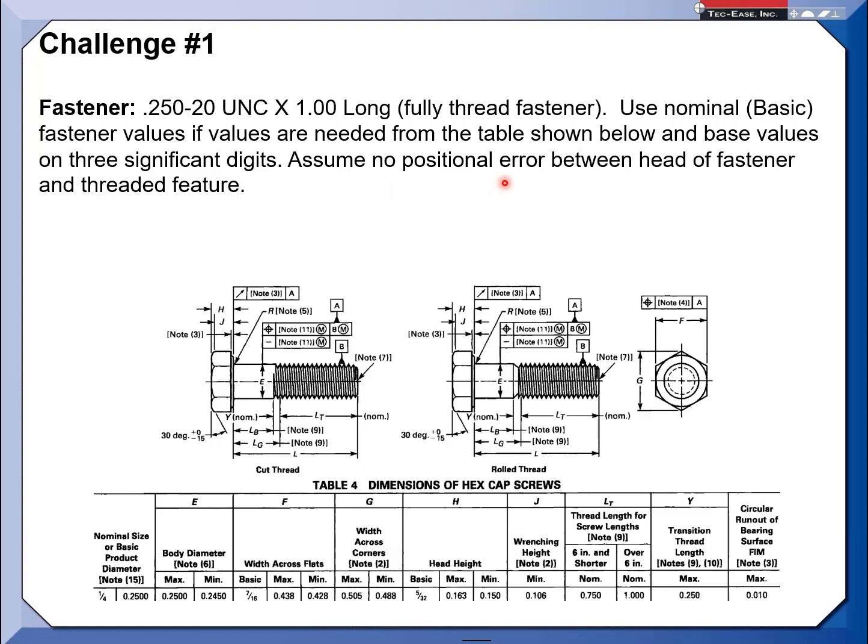Assume there's no positional error between the head of the fastener and the threaded feature. So right now we're saying to ignore anything that could be happening in correlation to the head and the bolt. We're taking them off the table. They're not part of this discussion. Now, if you were doing a joint, you may have to worry about that. But right now, these are the declarations we're making. Don't worry about it. Assume that the head and the body axis are in line with each other. That's kind of what we're saying here.